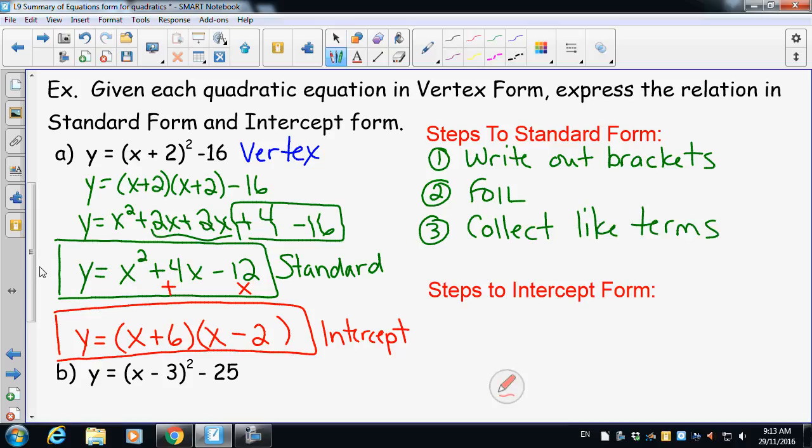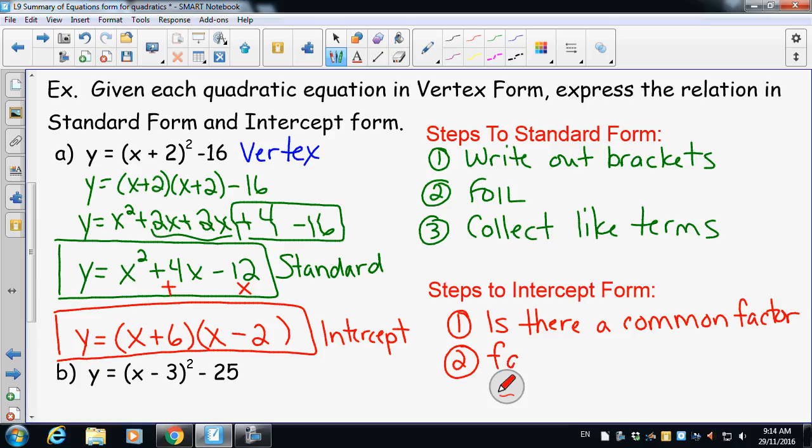And then if I want to change from standard form to intercept form, I need to know about factoring. So the first thing I'm going to do is check to see if there's a common factor. Often there's not a common factor, and you can just go ahead and find out what multiplies to get the C number and adds up to get the B number. So if there's no common factor, then we can go ahead and do what I just said. Factor by determining the numbers.